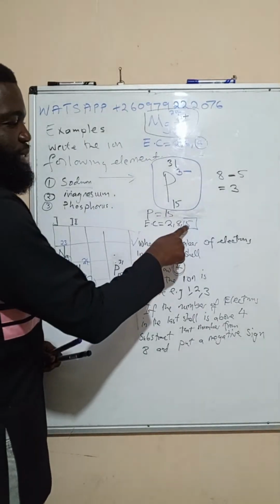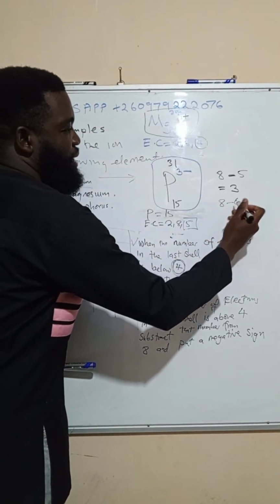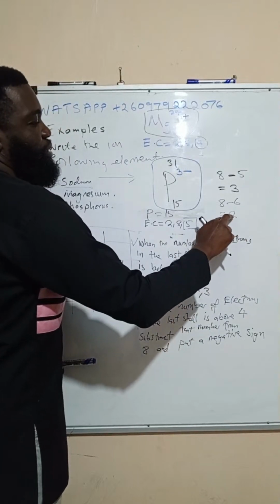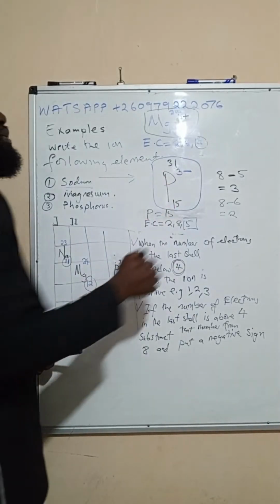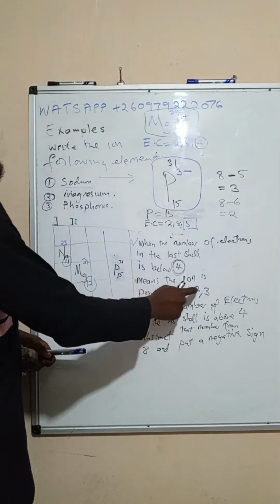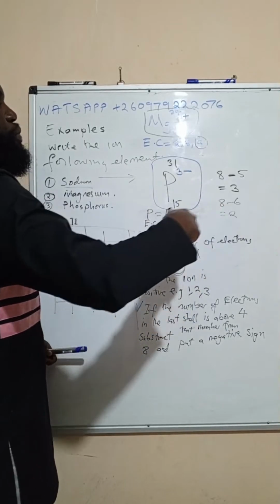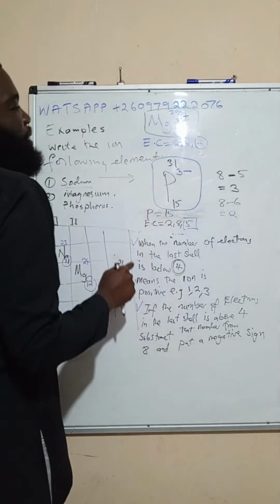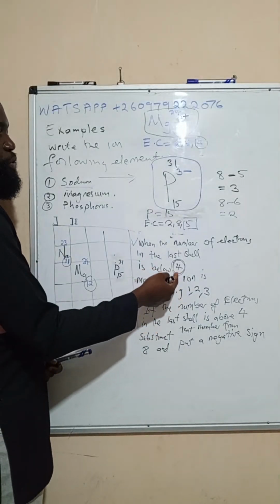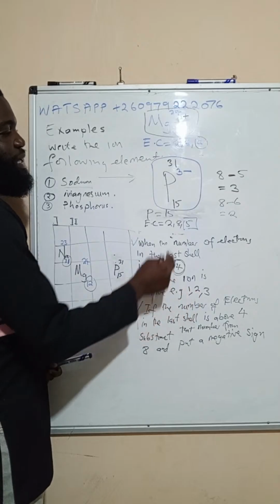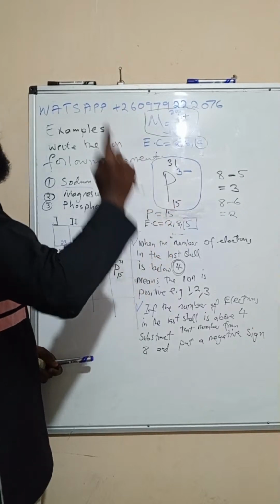So if this number, for example, is 6, 6 is above 4. You say 8 minus 6 is equal to 2, and then you put a negative 2 here. Why? Because you subtracted from 8. The 2 that is above 4 was a result of subtracting from 8. That's the reason why you put a negative. But when it's below 4, you just write it the way it is.